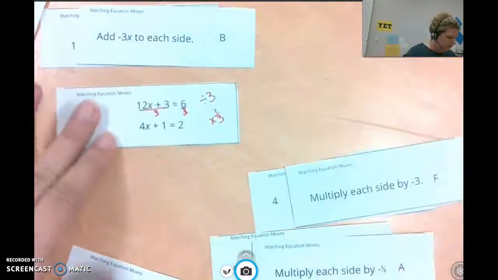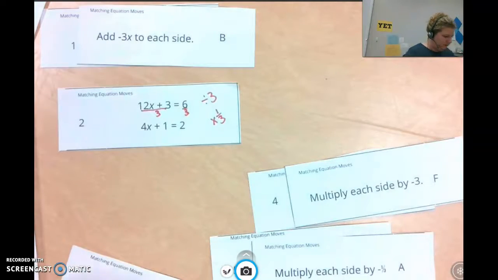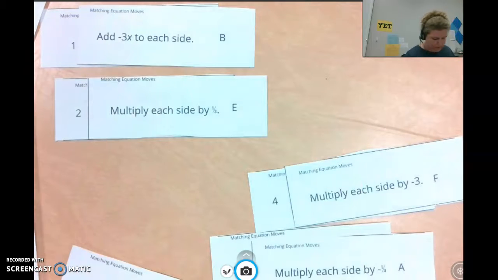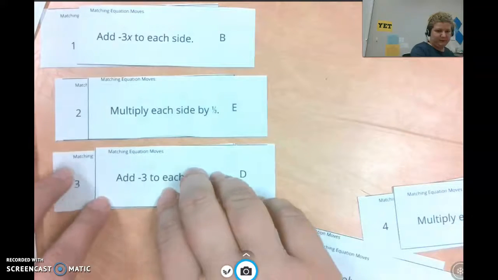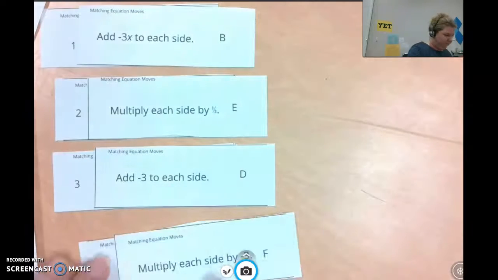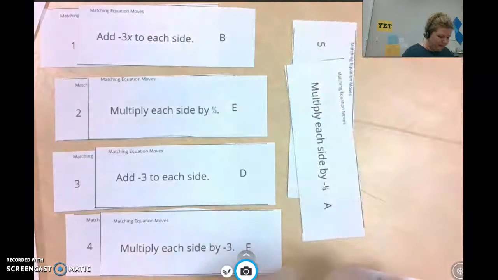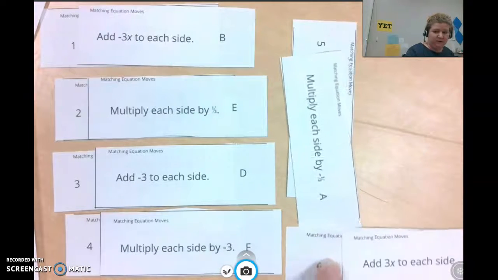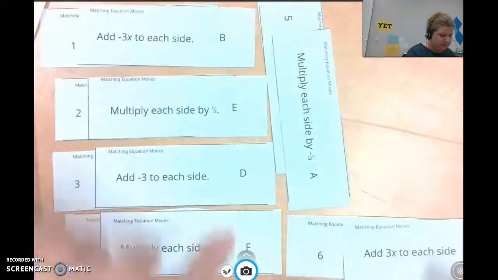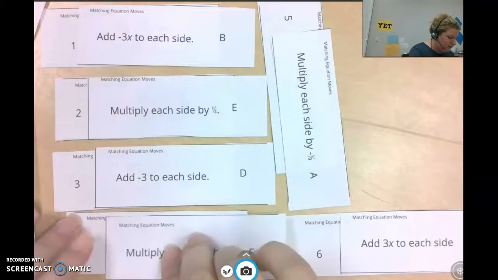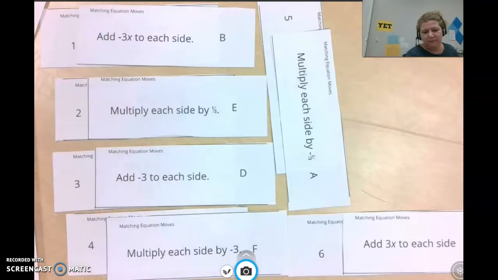Here's 1. Okay, 2 is multiplying each side by 1/3. 3 is adding negative 3 to each side. 4 matches up with F. 5 matches up with A. And for 6, you're going to write 2 equivalent expressions. You're going to make up your own example like this with equations. And then you'll add 3x to each side to go from one to the other.